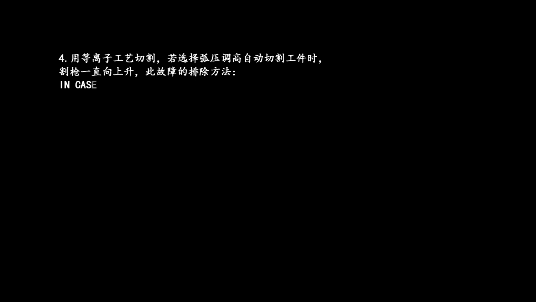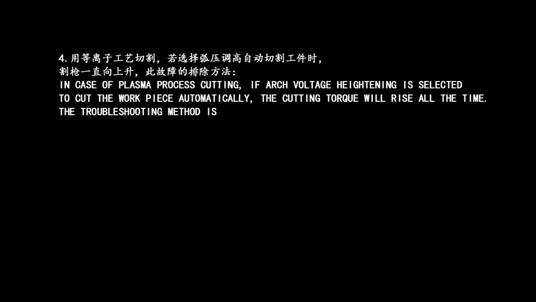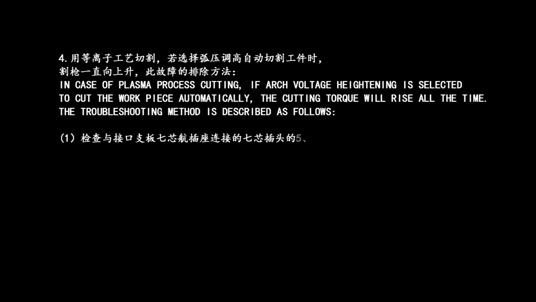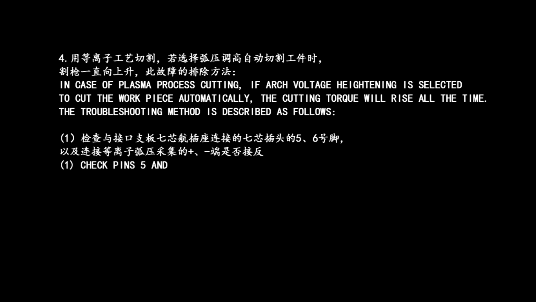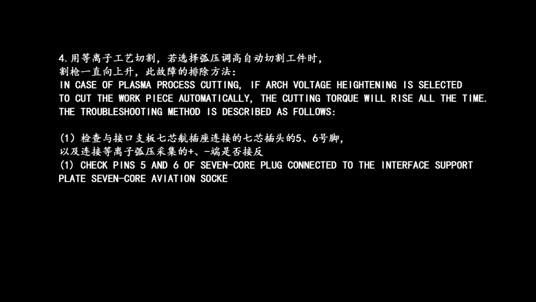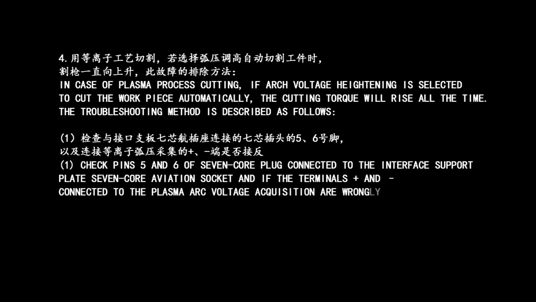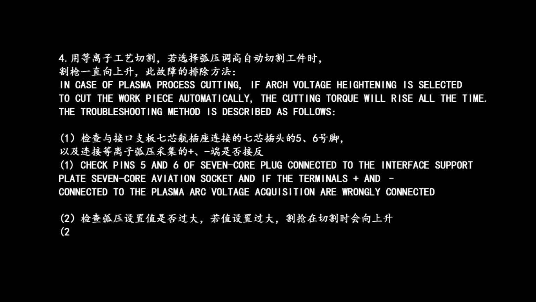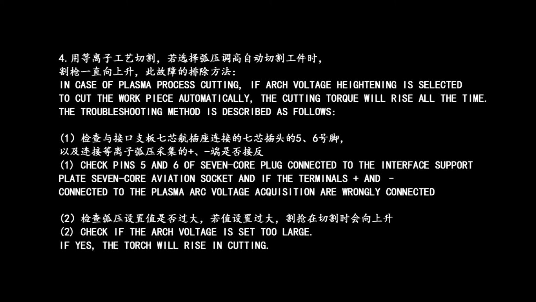4. In case of plasma process cutting, if arc voltage controller is selected to cut the workpiece automatically, the cutting torch will rise all the time. The troubleshooting method is described as follows. 1. Check pins 5 and pins 6 of 7-core plug, which connected to the interface support plate 7-core aviation socket, and if the terminals plus and minus connected to the plasma arc voltage are wrongly connected.